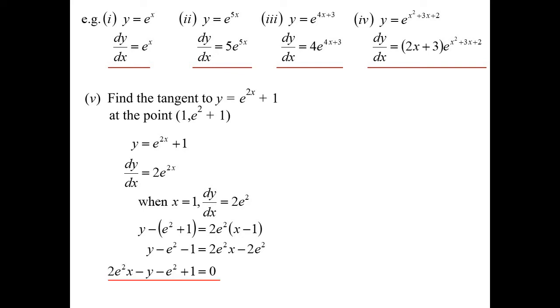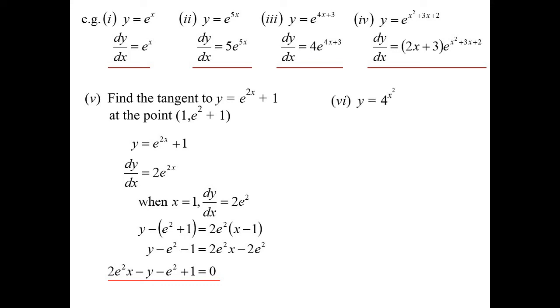Expand out, I've put it in general form. It looks strange because of those e squareds, but remember, it's just a number. It's an irrational number, e squared, so it's the same as any other number. So we get 2e squared x minus y minus e squared plus 1 equals 0 would be the equation of the tangent.